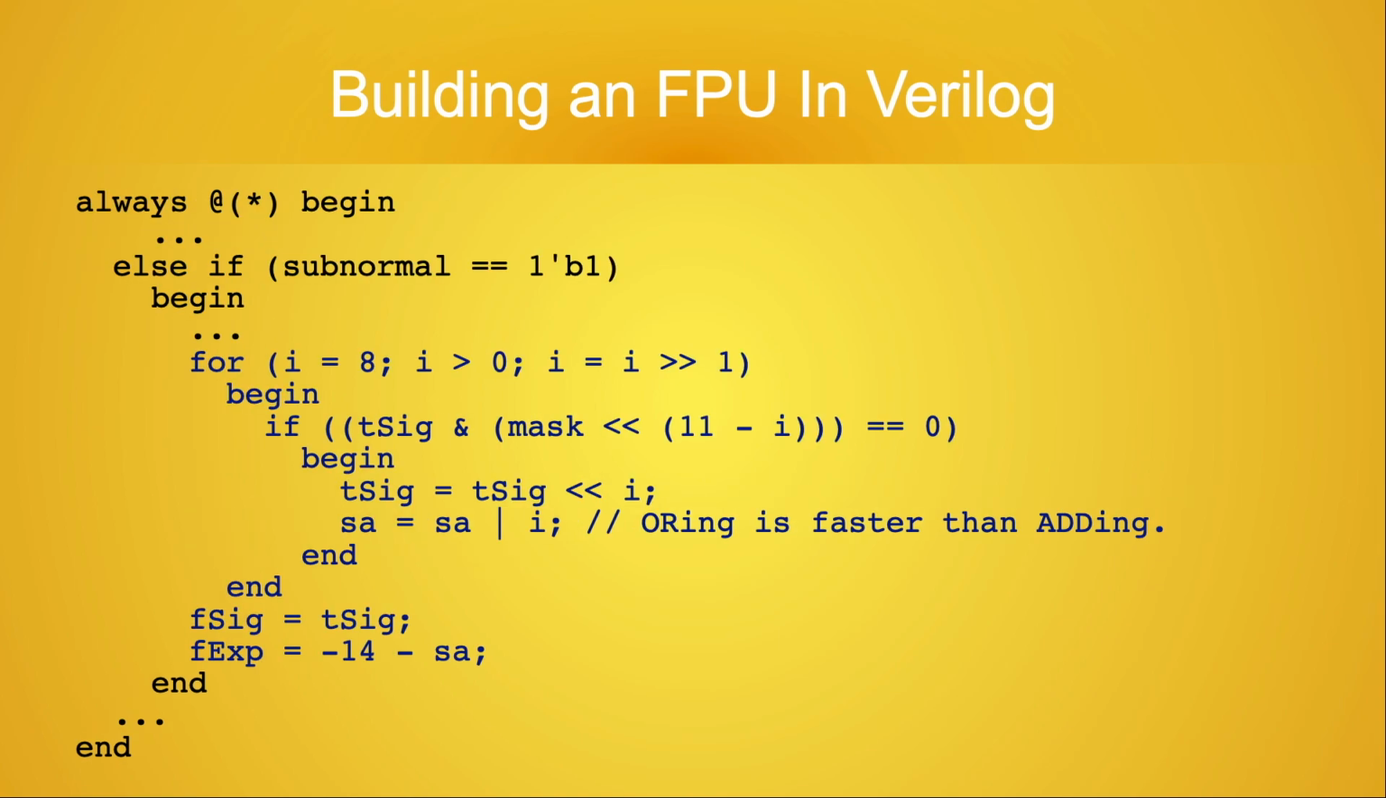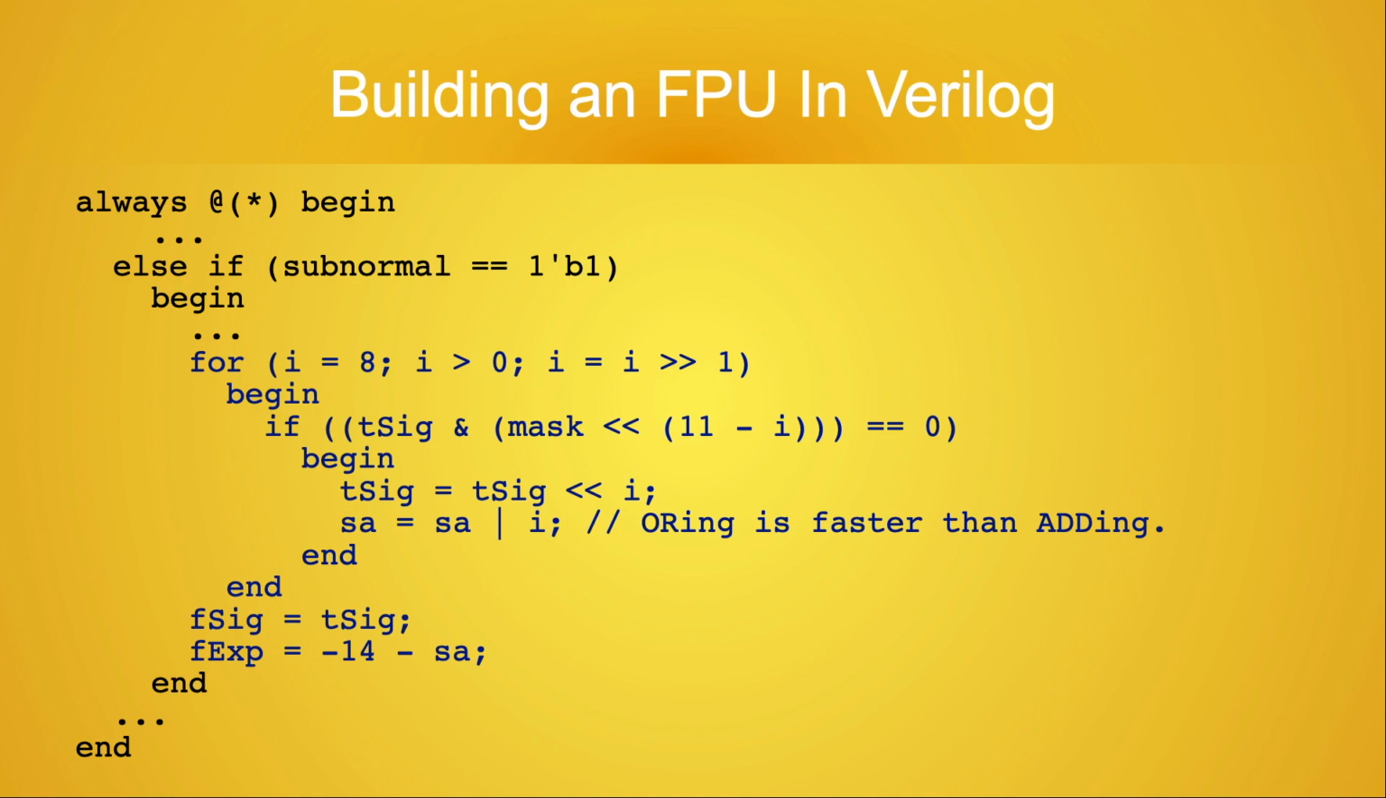The algorithm does a binary search of sorts. The significand may have to be shifted up to 10 bits to the left. The algorithm starts by testing the 8 most significant bits to see if they're all 0. If they are, the significand gets shifted 8 places to the left, and the shift count gets incremented by 8. Otherwise, the significand is left unchanged, and the shift count is left at 0.